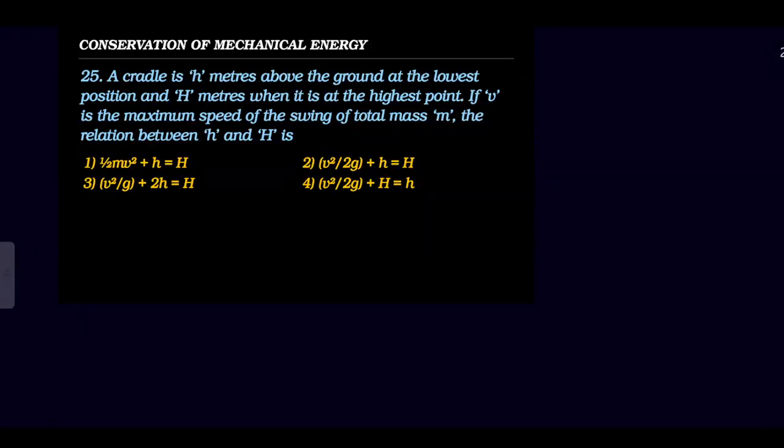Now see the next one. A cradle is h meters above the ground at the lowest point, and capital H meters when it is at the highest point. If v is the maximum speed of the swing of total mass m, what is the relation between small h and capital H?